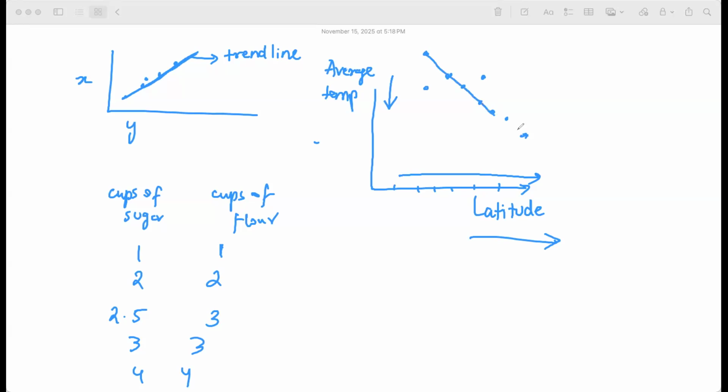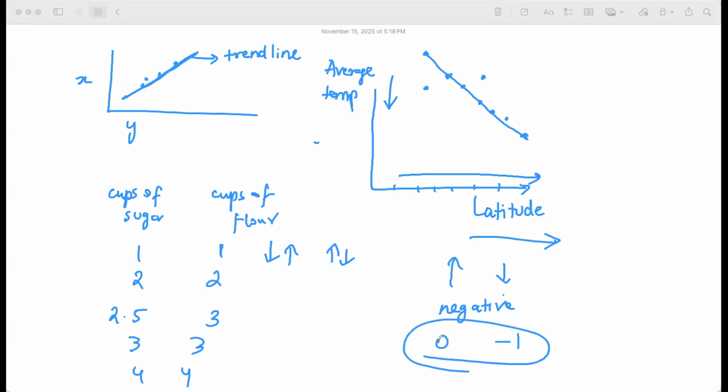See, this is my trend line, right? And how is the correlation, positive or negative? Both increase, both decrease, then that is positive correlation. One increases, one decreases is what type of correlation? Negative correlation. And the value can be between 0 and -1. Make sense, guys?